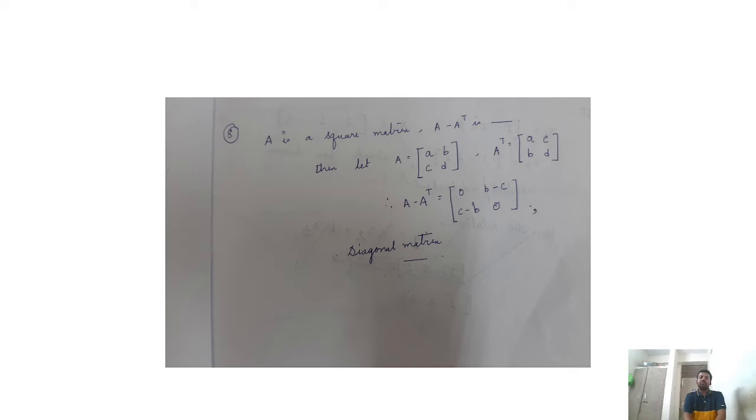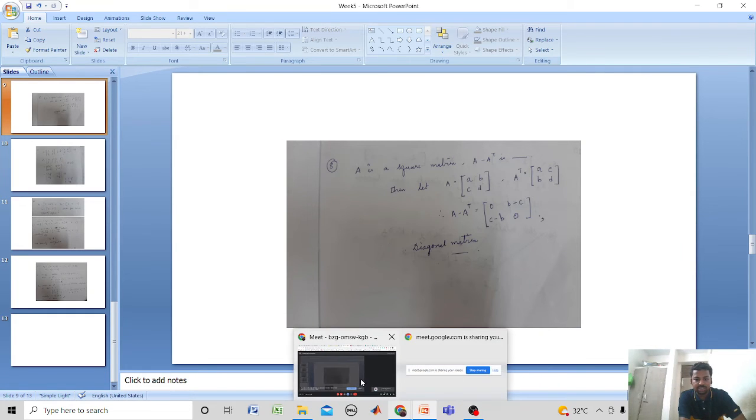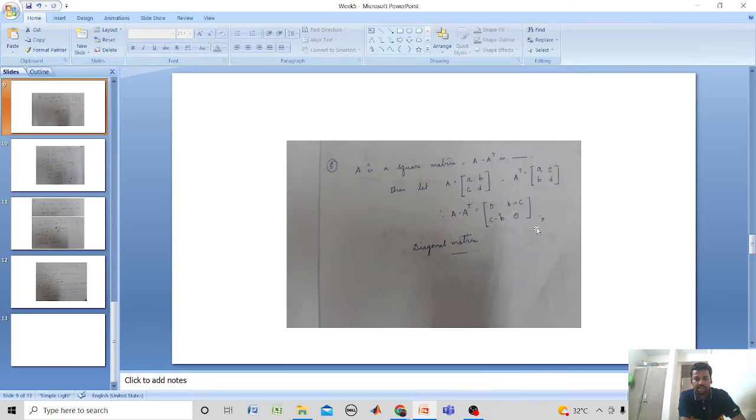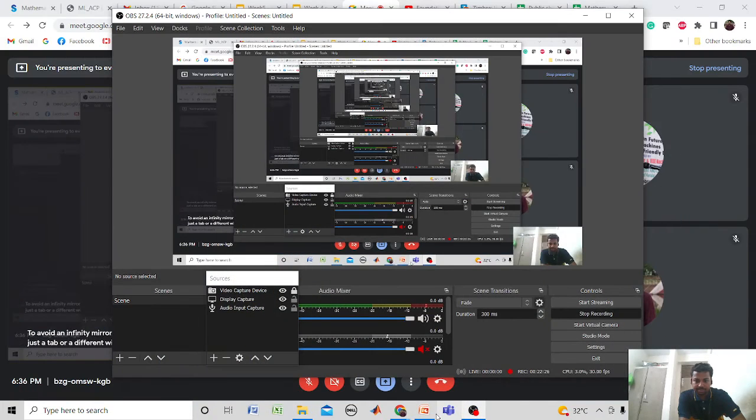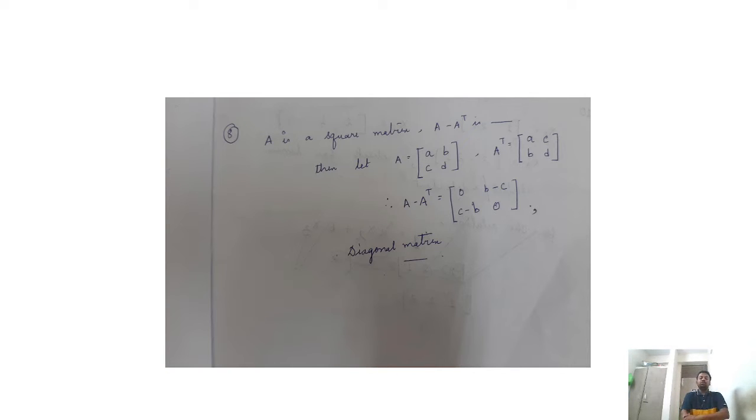Then ultimately we have to conclude, because when the question is given this way, A is a square matrix and we have to obtain A minus A transpose, it should work for all the cases. So that's very important. It is necessary that it should work for a 2 cross 2 matrix. It should also work for a 3 cross 3 matrix.